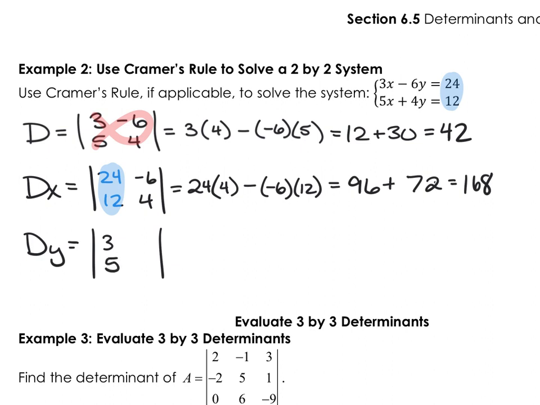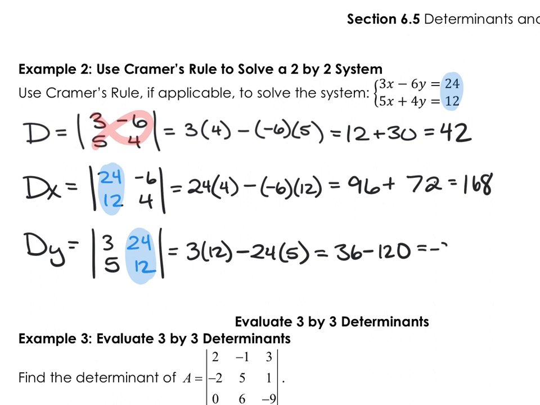3, 5. A column with 3 and 5, a column with 24 and 12, yes. Because again, my Y values this time are replaced with those constants. Again, in your calculator or in your brain, this is 3 times 12 minus 24 times 5. That would be 36 minus, what is that, 0 minus 120? Yeah, which is negative 84. Woo-wee, we've done all this mess.